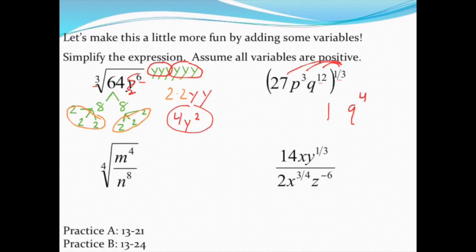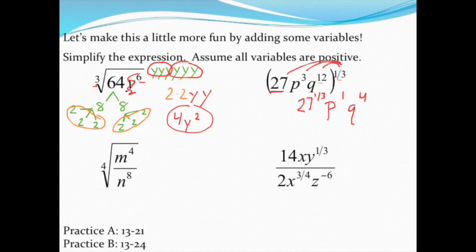Next up I have p. 3 times 1/3 gets me a 1, so I get p to the 1st power. And then be careful about what's in front. That 27 is not an exponent, so don't you dare multiply 27 times 1/3. That's still just 27 raised to the 1/3 power.